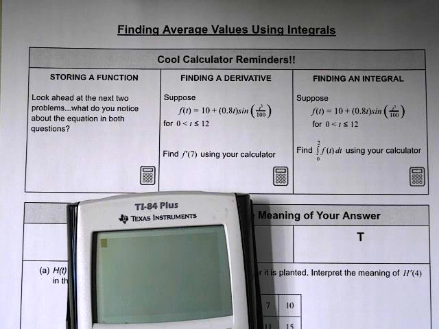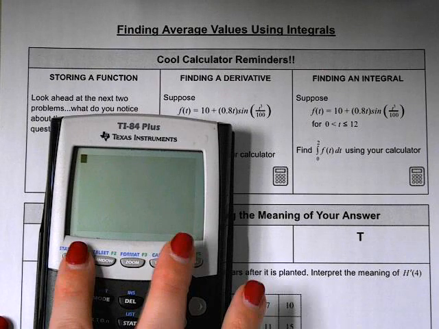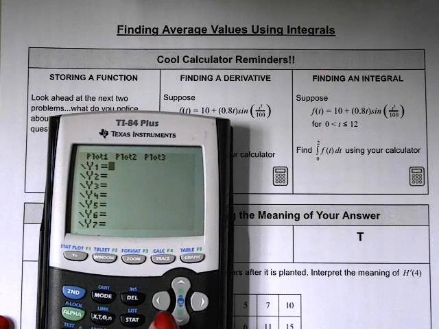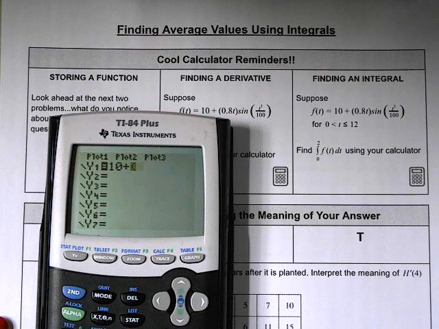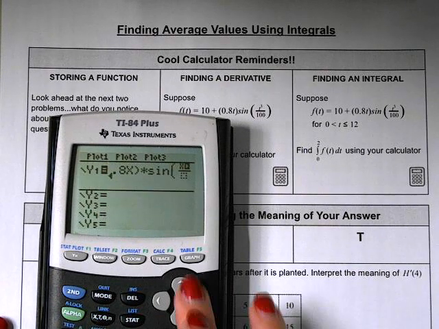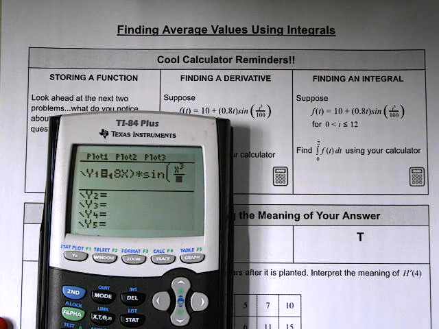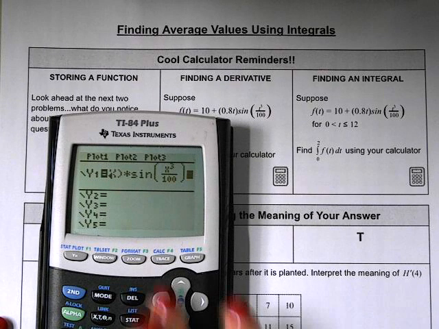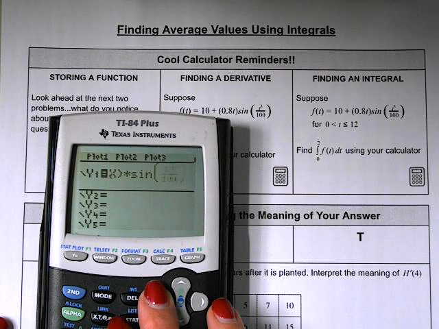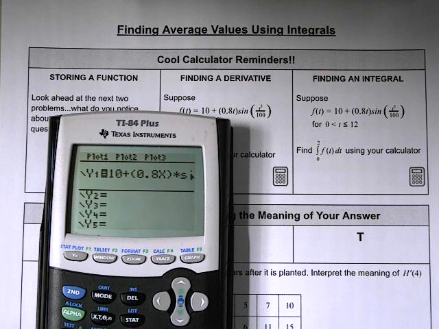So the first thing you're going to do is go to y equals and type in the function as if you were going to graph it. So y equals 10 plus 0.8x times the sine of x cubed over 100. Make sure that you wrote it exactly as it's written on your paper. If you write it once really well, then you don't have to write it every single time you do something with that function. Make sure that it's in there and we're good to go.